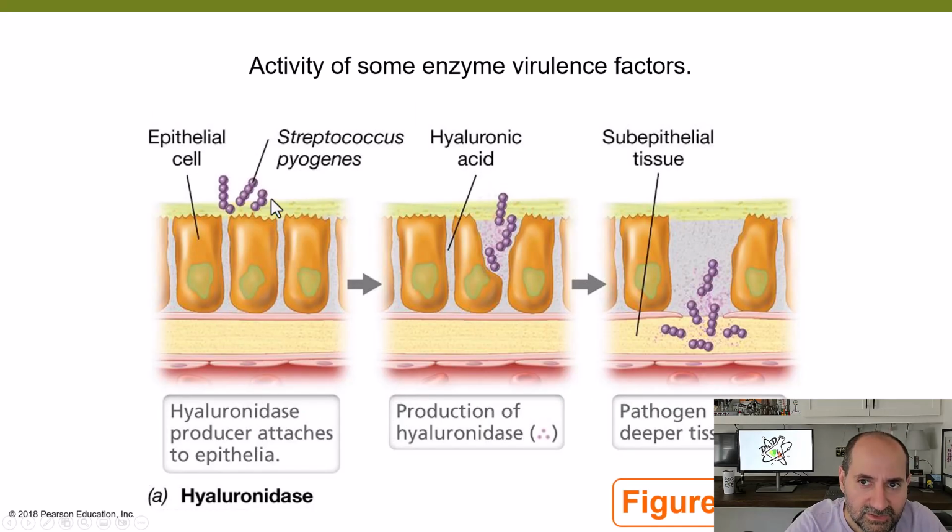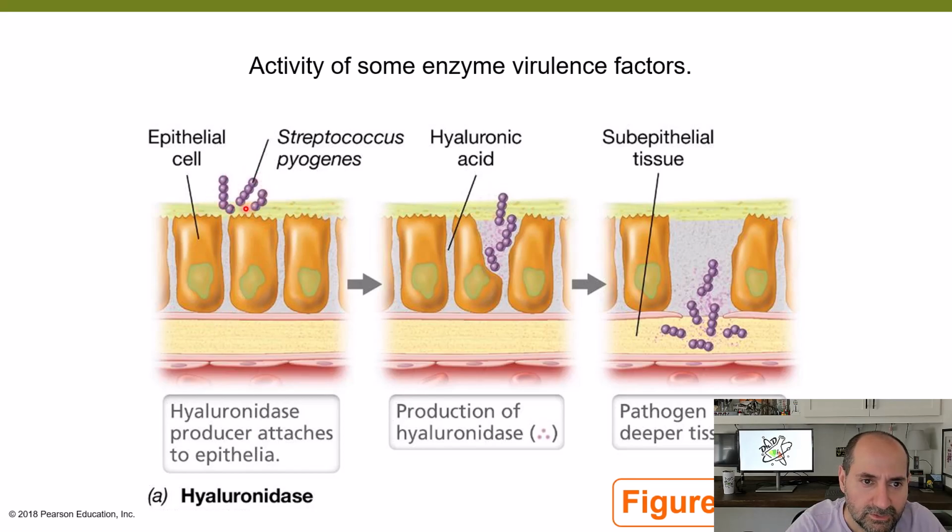So let's take a look at some examples here. Here you have Streptococcus pyogenes, and notice that it's on the top of the epithelial cells here, but it wants to invade down here to the subepithelial tissue. Now, how is it going to get through the skin? Remember, the skin is very resilient. It's a nice barrier against microbes.